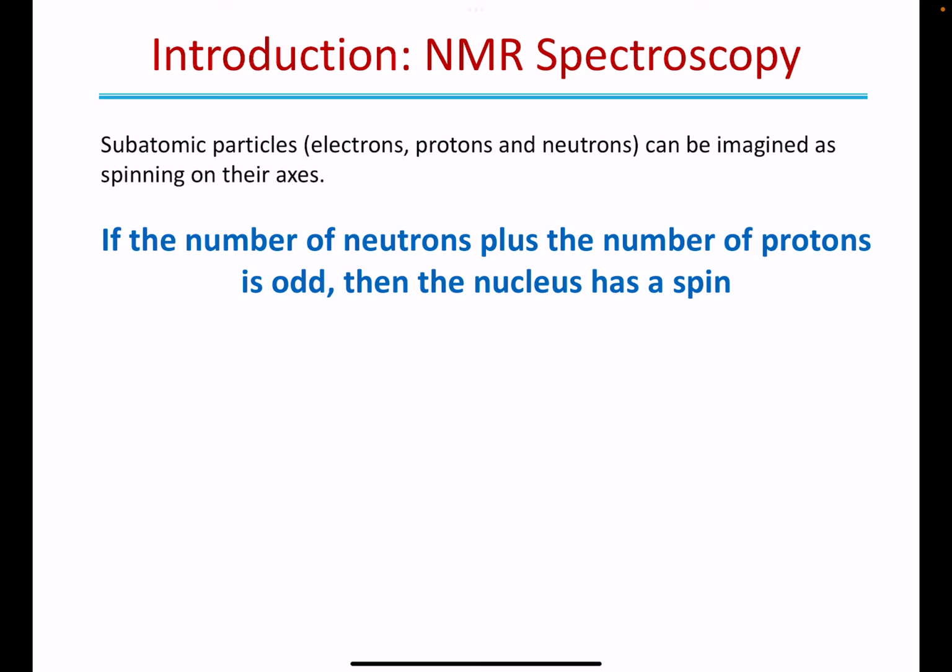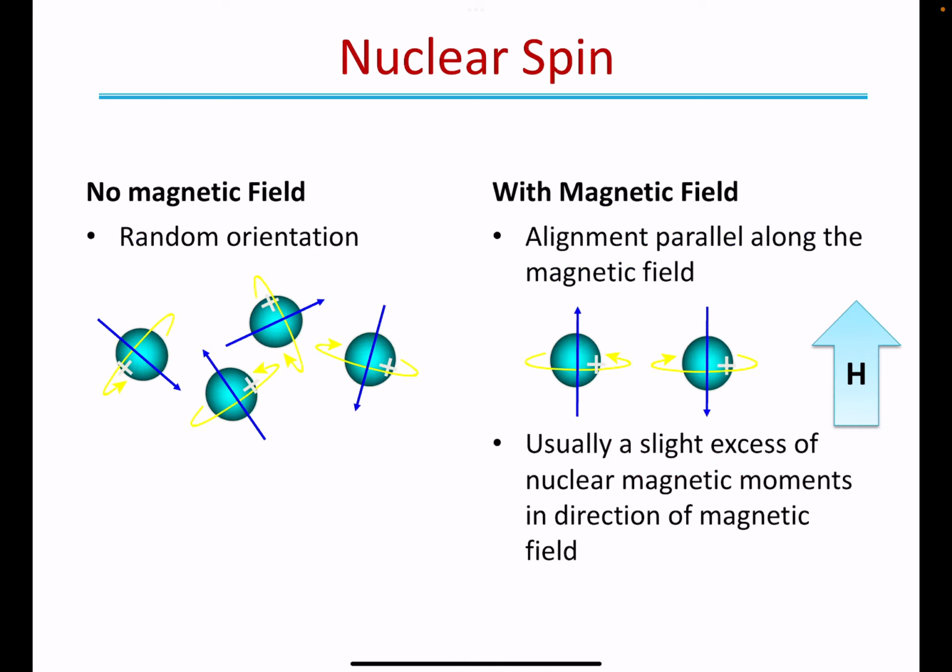So something like proton or hydrogen with mass number 1 will have a spin, while deuterium, which has a mass number of 2, will not have a spin and will not absorb radiation or give a signal in NMR. Also, carbon-13 will have a spin, while carbon-12 will not and will not give you a signal.